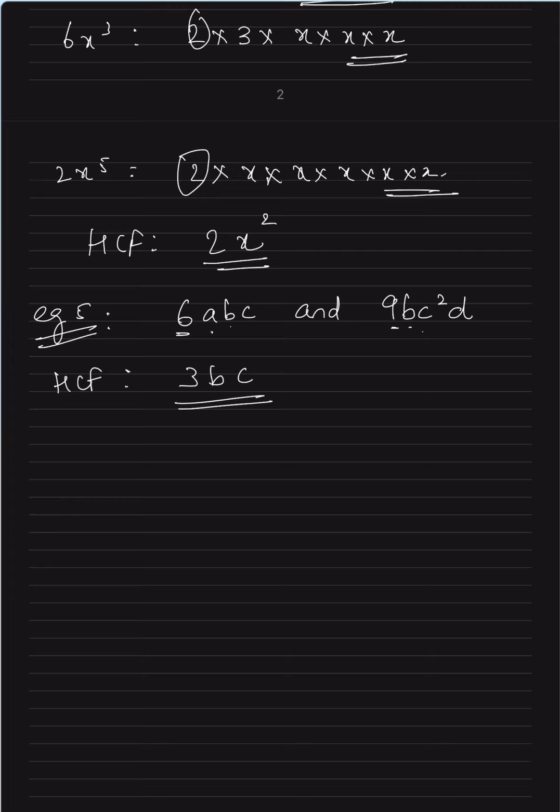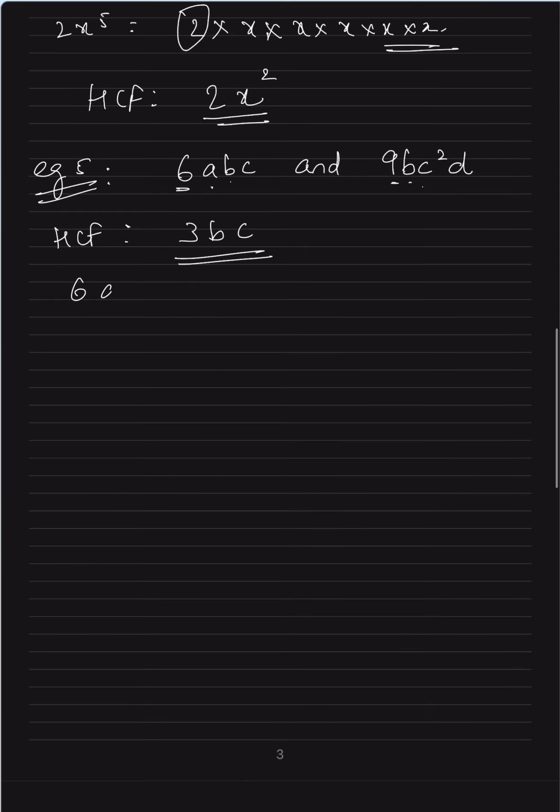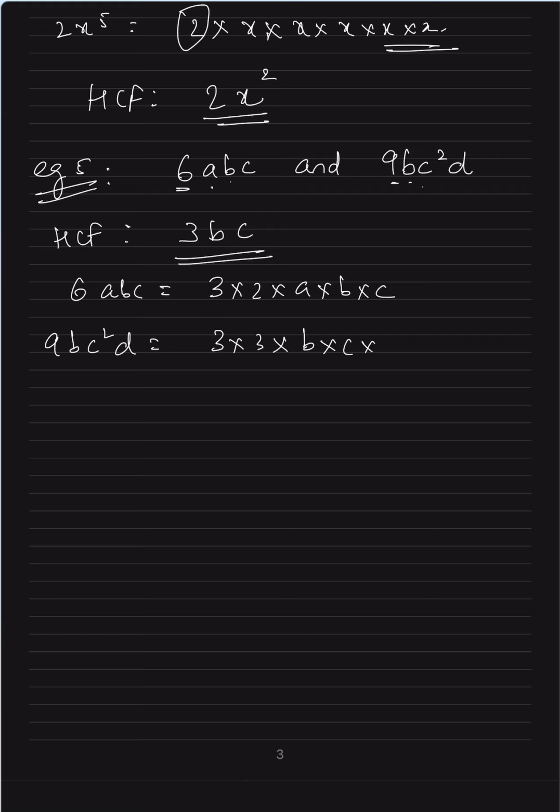Okay, 6ABC, I can write it as 3 into 2 into A into B into C. 9BC square D, I can write as 3 into 3 into B into C into C into D. What is common? In both terms 3 is common, then B is common, and then C is common. That is what we have done orally. Okay, now next example.